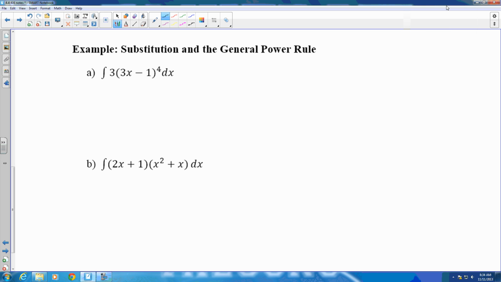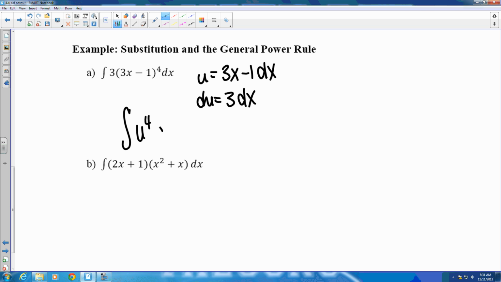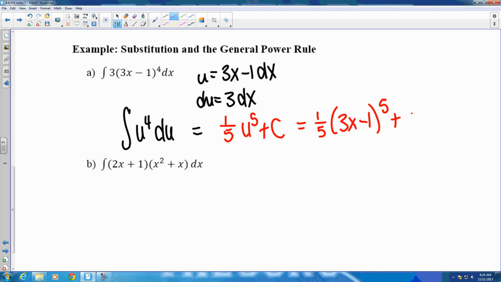So let's do this one. Our inner function is 3x minus 1. du is 3 dx, which means we match. So this is the integral of u to the 4th du. Take the integral. 1/5 u to the 5th plus c. We've got to put that u back in. 1/5 (3x minus 1) to the 5th plus c.